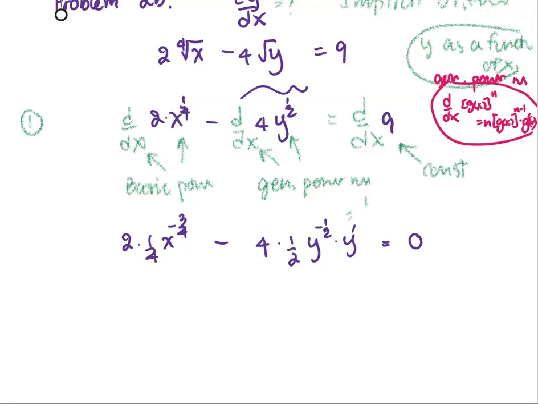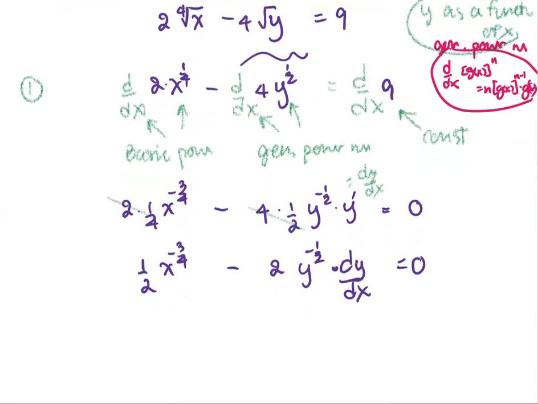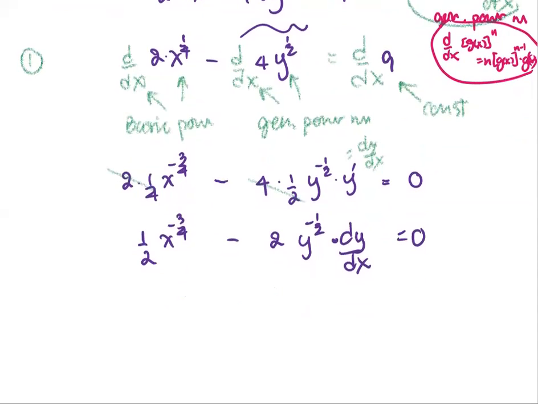Since y prime is the same as dy by dx, we're going to rewrite it and simplify the numbers for the next step. The first term becomes 1 over 2 times x to the power negative 3 over 4. Second term becomes the coefficient 2, y to the power negative 1/2 times dy by dx equals 0. And we are going to solve for dy by dx, which is our goal.